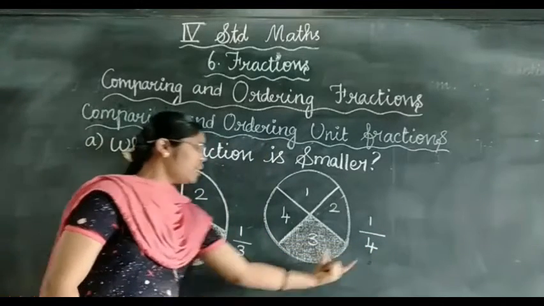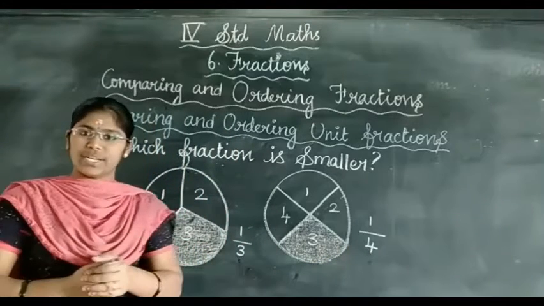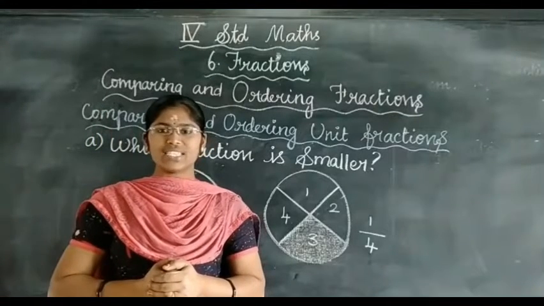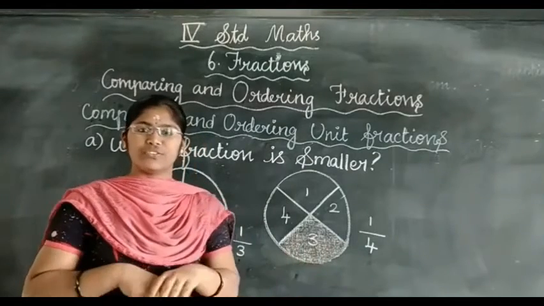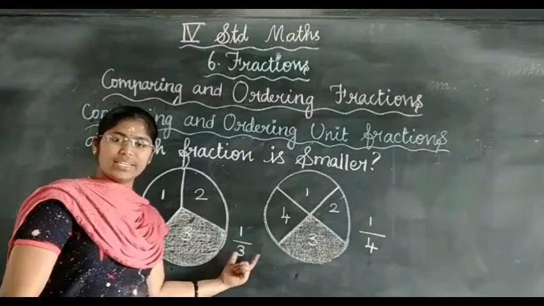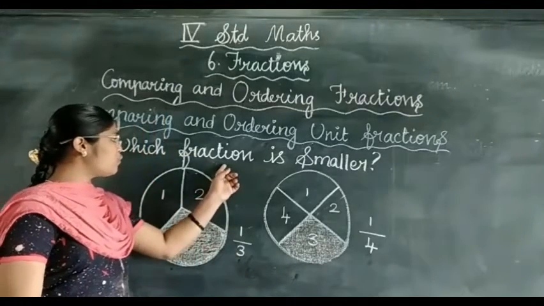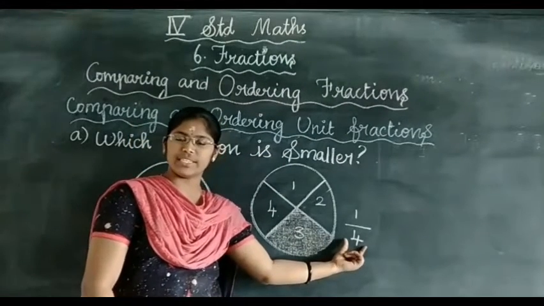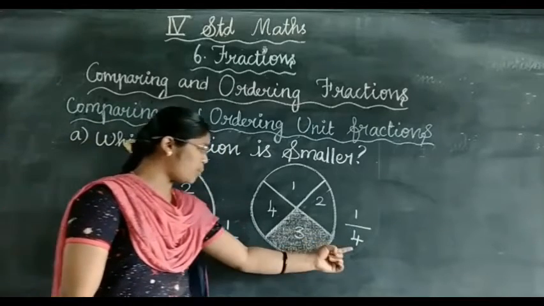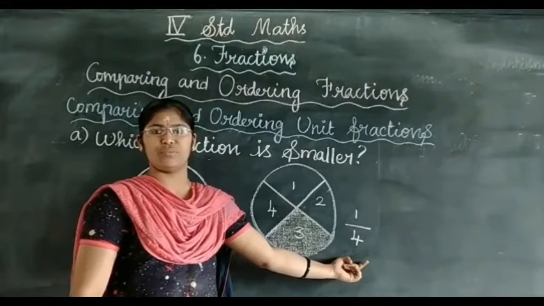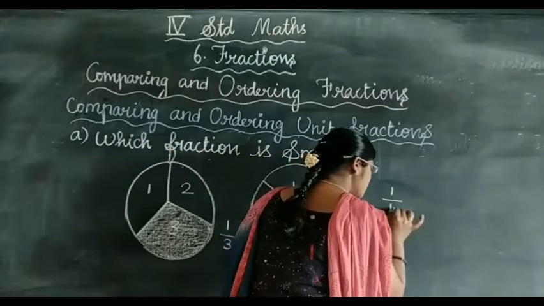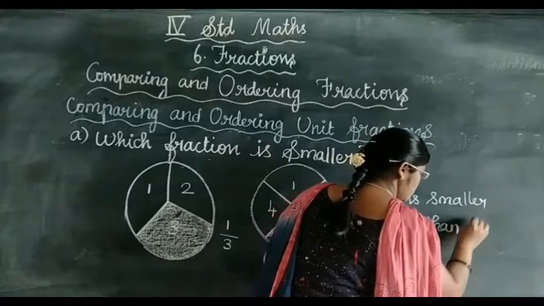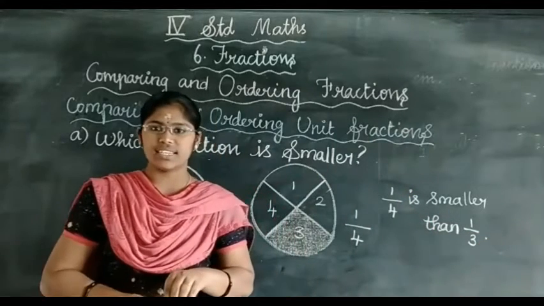See here, children, 1 by 3 and 1 by 4. In this, the numerators are the same and the denominators are different. When the numerators of two or more fractions are the same, the fraction with the smaller denominator is the greater. In this, we are going to find which fraction is smaller. Smaller means the fraction with the greater denominator is smaller. In 1 by 3 and 1 by 4, 1 by 4 has the greater denominator. So, 1 by 4 is smaller than 1 by 3. Is it clear, children?